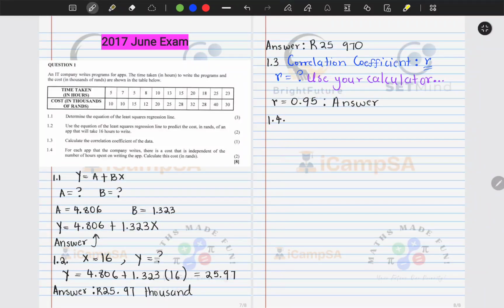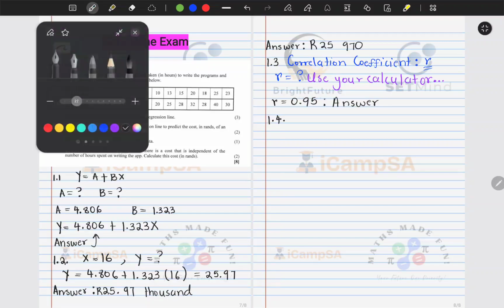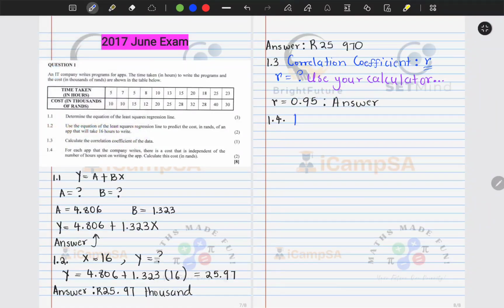Then let's go to 1.4. They are saying for each app that the company writes, there is a cost that is independent of the number of hours spent writing the app. So meaning there's a standard fee that the company charges, irrespective of the number of hours it takes to write the app. Now let's think about our regression equation.